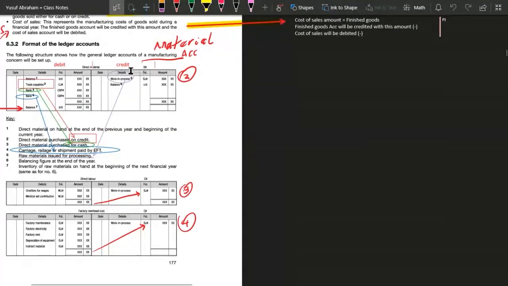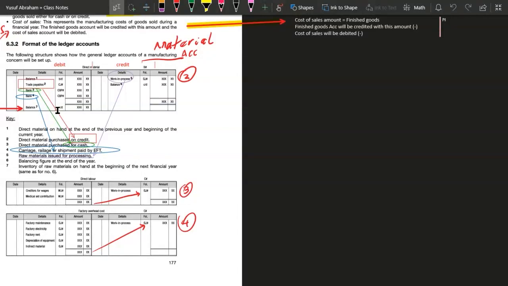And look now at your credit side. You have the work in process, because the material that we bought, we are going to send to the actual production. But what you need to see is how do we balance it? The only thing that is not part of this work in process is going to be the closing balance here. Look at number 7 here. There is a closing balance. Closing balance is basically the material that we are not going to use by the end of the year.